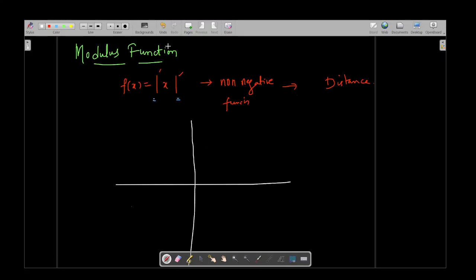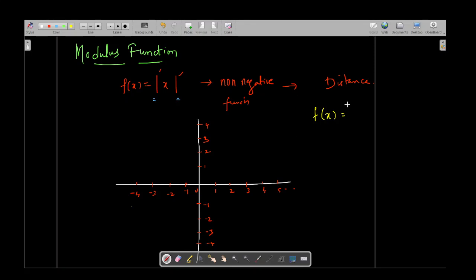Let us take some values. I'll take some values on the x-axis: 0, 1, 2, 3, 4, 5 and so on, minus 1, minus 2, minus 3, minus 4 and so on. On the y-axis as well, I'll take some values: 1, 2, 3, 4 and so on, minus 1, minus 2, minus 3, minus 4 and so on. f of x we can define using a piecewise representation of the function.